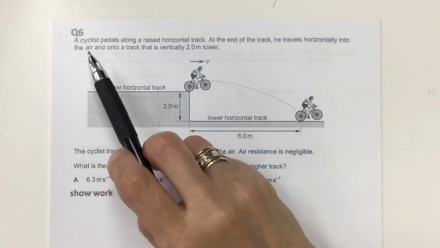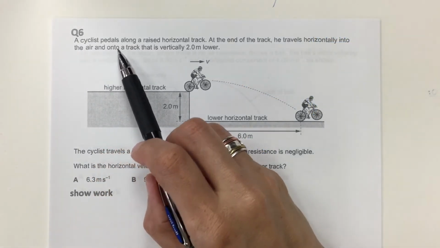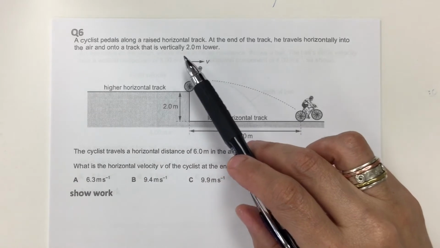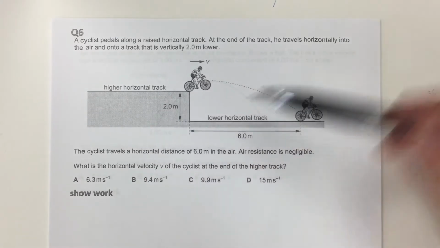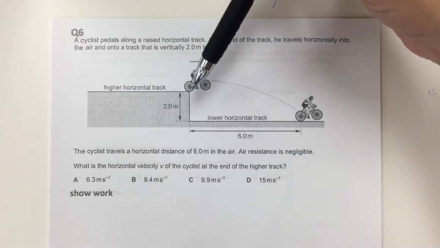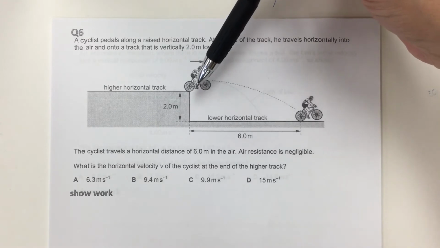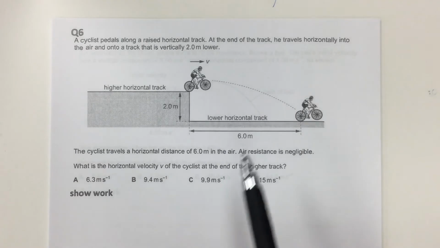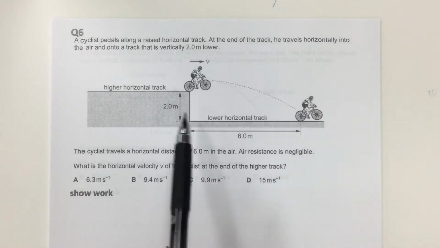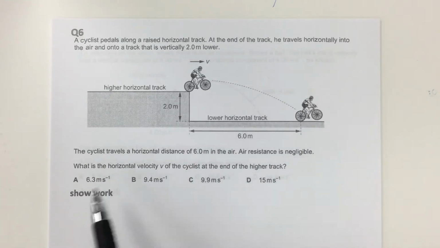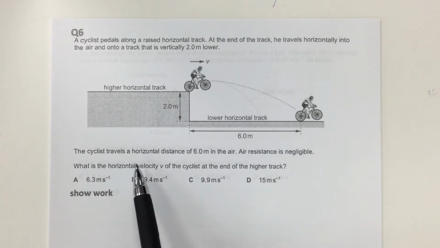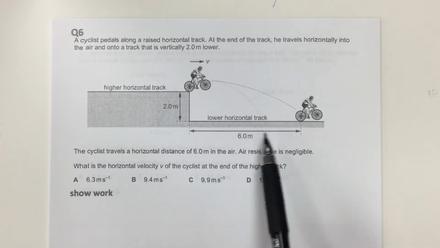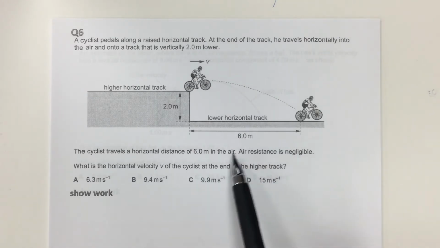Question 6. A cyclist pedals along a horizontal race track. At the end of the track, he travels horizontally into the air and onto a track that is vertically 2 meters lower. The cyclist travels a horizontal distance of 6 meters in the air.